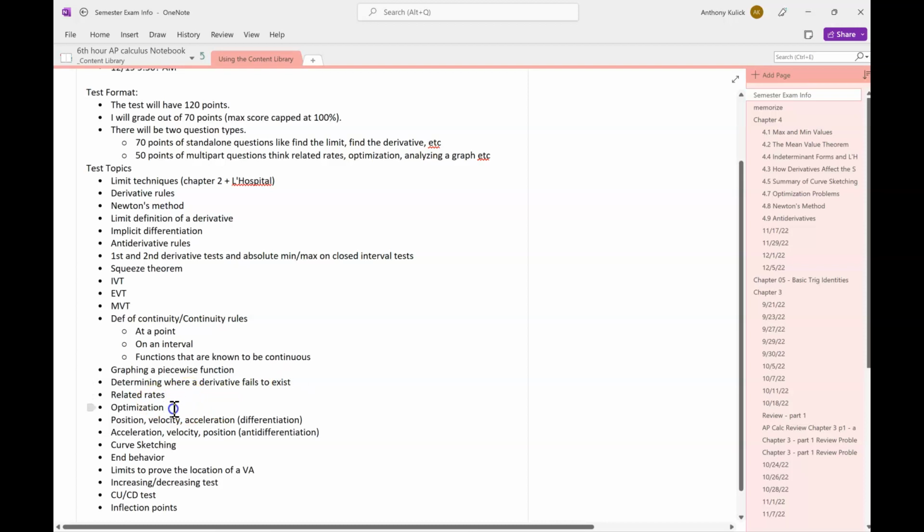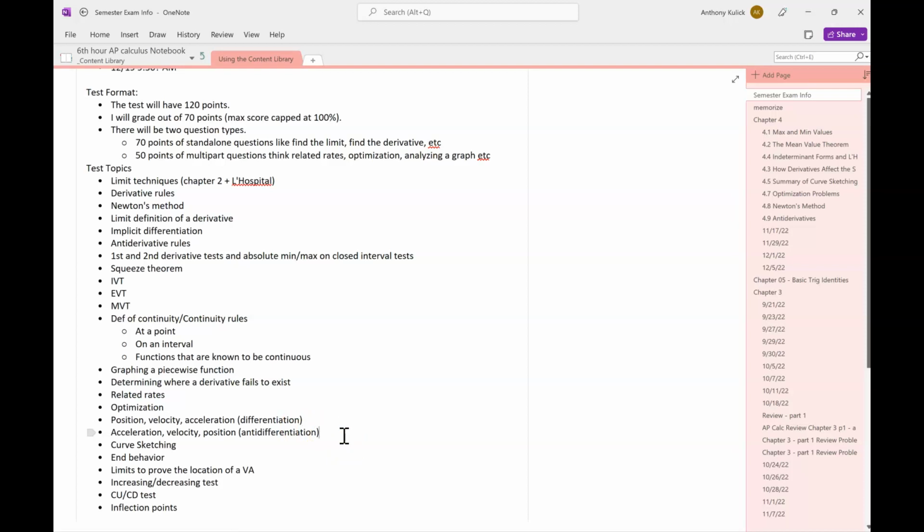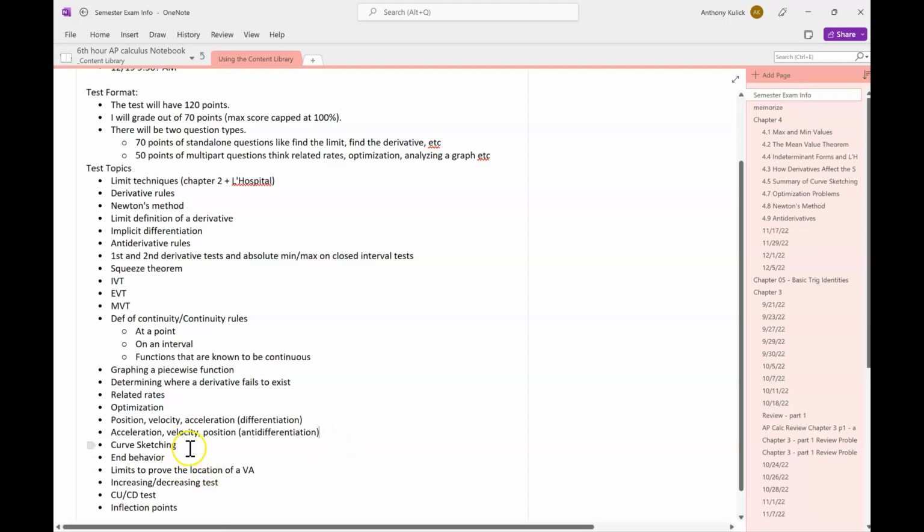Should be able to do related rate problems, optimization problems, a position, velocity, acceleration problem where you're differentiating down from position to velocity to acceleration. And in 4.9, we'll see the same problem working in reverse, where you go from an acceleration problem and build up to a position equation. So that's the reverse.